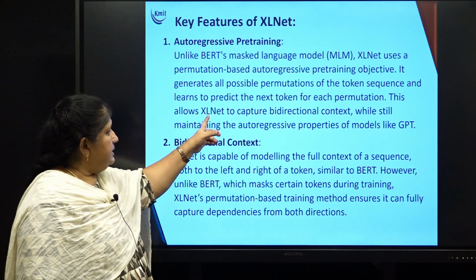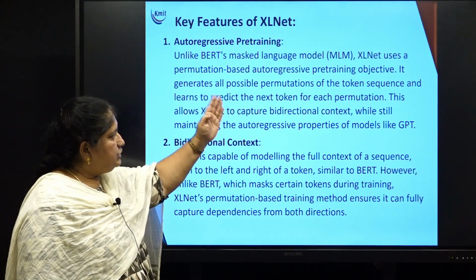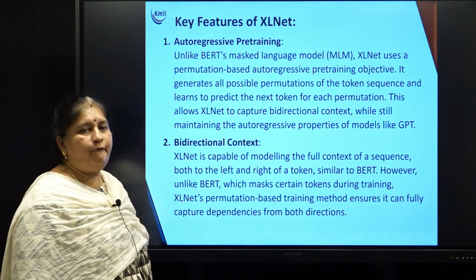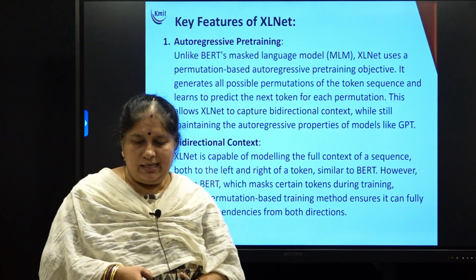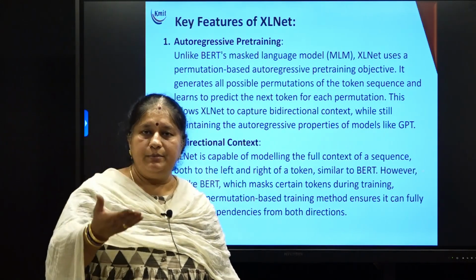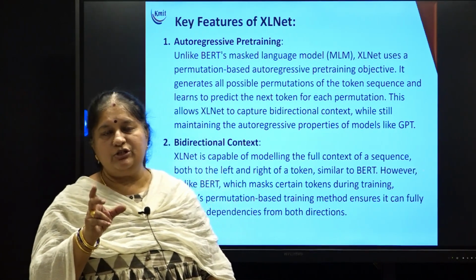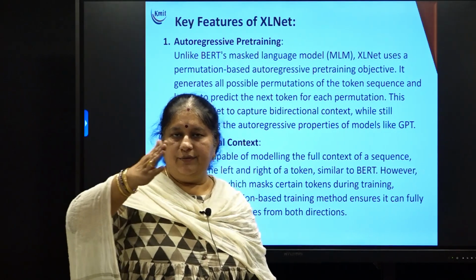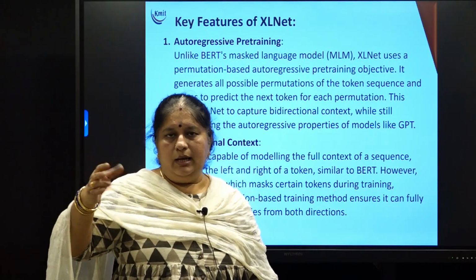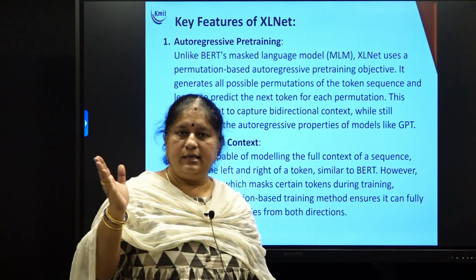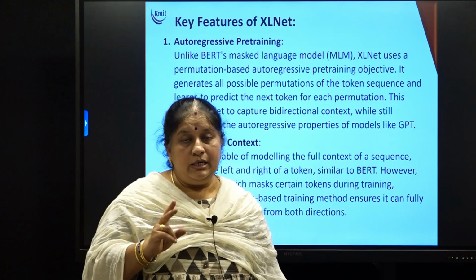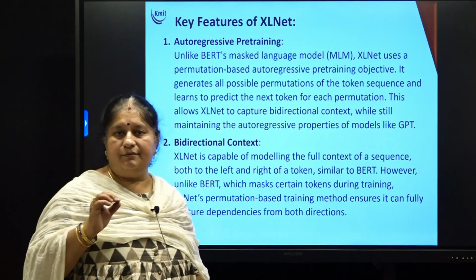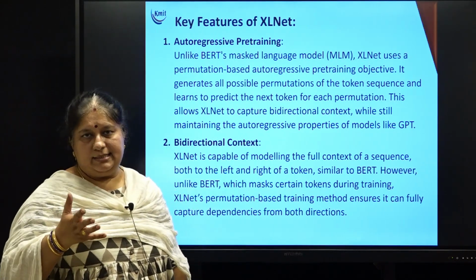This allows XLNet to capture bidirectional context while still maintaining the autoregressive properties of models like GPT. So what is happening when you are generating all possible permutations of these tokens? Do we get one combination where all the tokens are given from left to right, and one more permutation where the tokens are given right to left? So it is trying to capture the context in both directions, thereby taking advantage of giving a proper text, right?